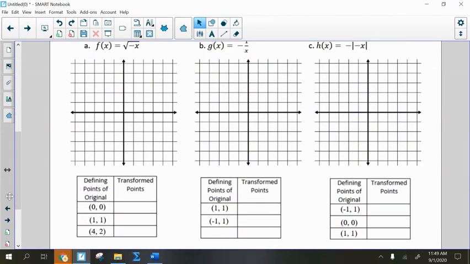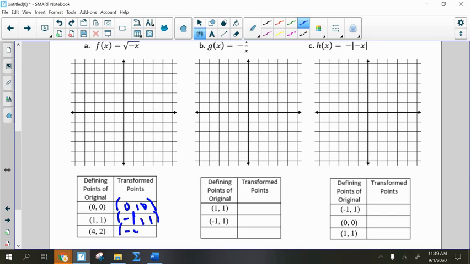Okay. So the first one here that we have is the square root of negative x. So all of the x values are becoming the opposite of what they were. So 0, 0, negative 1, 1, and negative 4, 2. Again, it's a reflection over the y-axis because all of the x's are changing. So 0, 0, negative 1, 1, negative 4, 2.